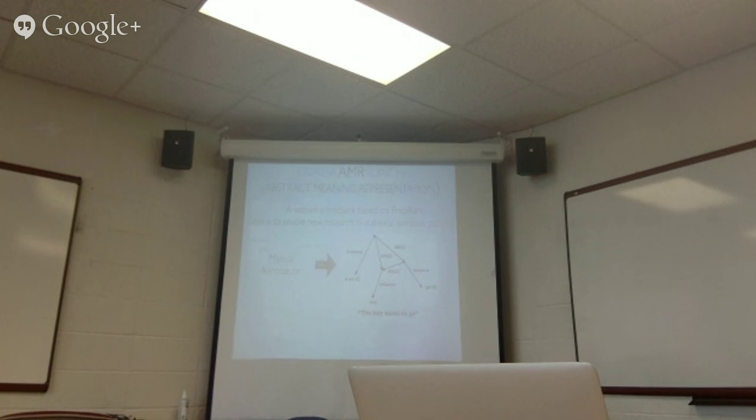AMR is the abstract meaning representation, and the goal here is a semantic tree bank based on PropBank. That's how they describe it. PropBank is an existing resource that goes through a fairly comprehensive listing of different verbs and the structure of those verbs and what roles they take and other aspects like that.